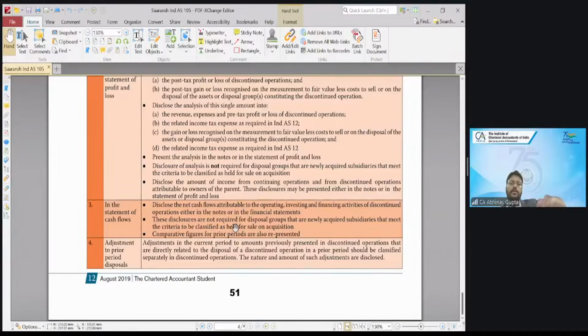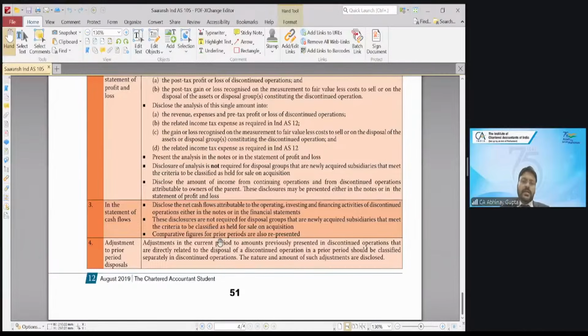So you can prepare the normal cash flow statement like the way you are doing it, and in the notes to accounts, you can explain how much cash from operating, investing, and financing activities pertains to this discontinued operation. These disclosures are not required for the disposal groups that are newly acquired subsidiaries. So these disclosures are applicable only for those non-current assets held for sale which the company was using for the business earlier. But if the company has recently acquired a subsidiary with a view to selling it only, right, then probably these disclosures are not required. That is the clarification from the standard.